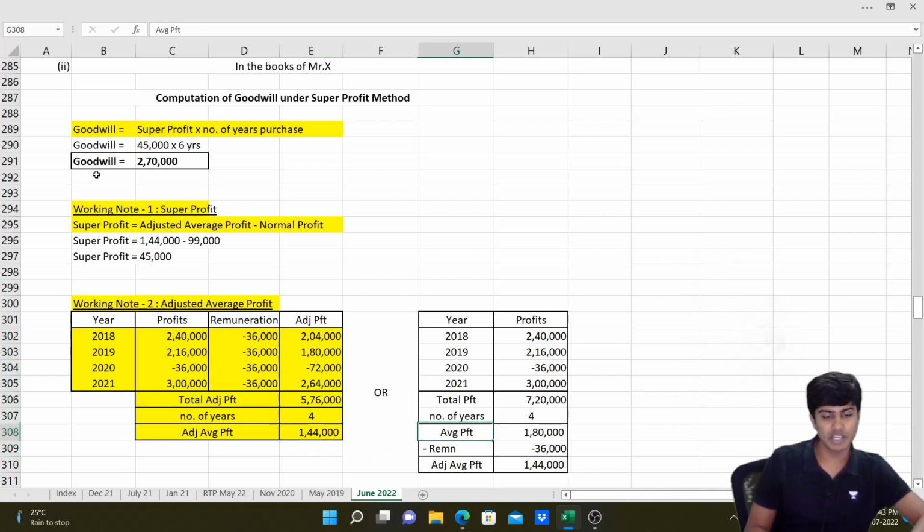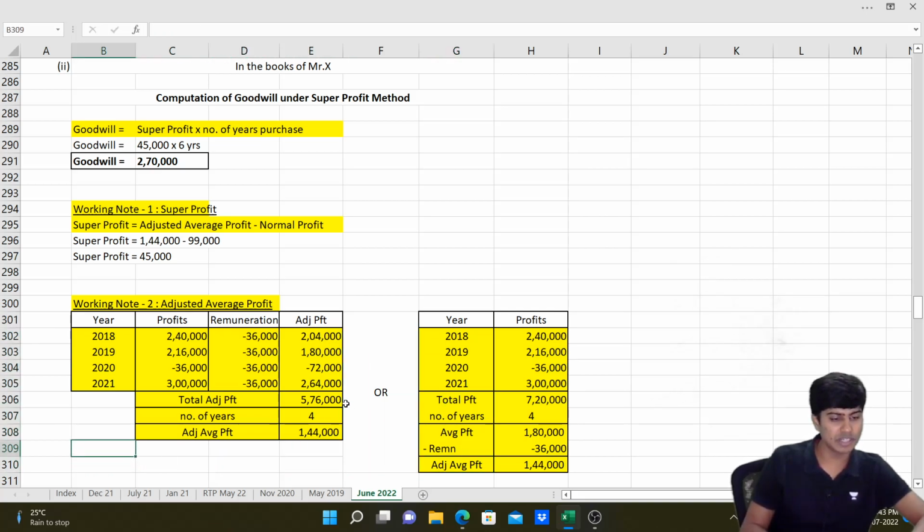This can be found in a different way. For all the years, I'll write 2 lakh 40, 2 lakh 16 minus 36, and 3 lakh. The total will be 7 lakh 20. I'll find the average over the number of years, which is 1 lakh 80,000. From this, once for all, I'll deduct the remuneration of 36,000. I'll get an adjusted average profit of 1 lakh 44,000. It's the same. The method is different.